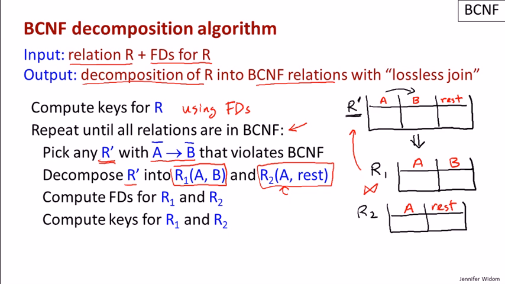Now the remaining two lines of the algorithm compute, after the decomposition, the set of functional dependencies for the decomposed relations and then the keys for those. I'm going to come back to this particular line here after doing an example.